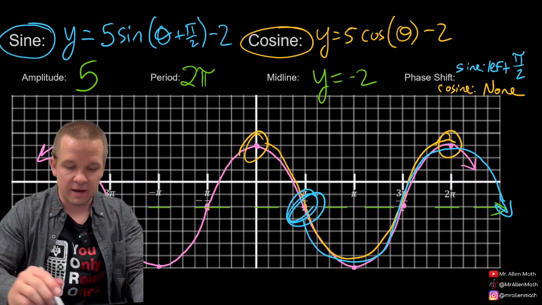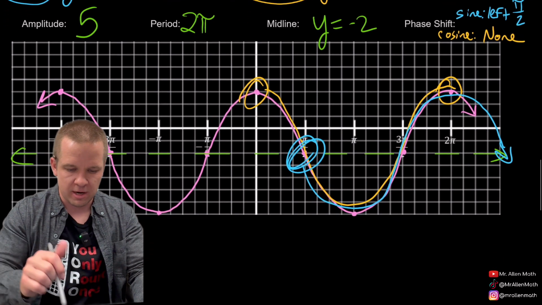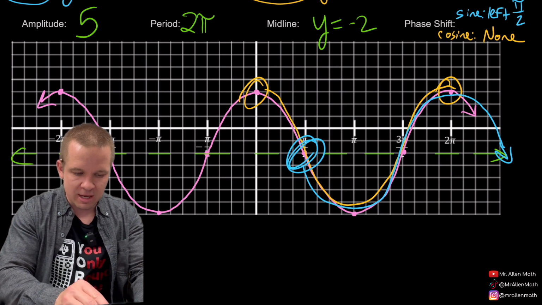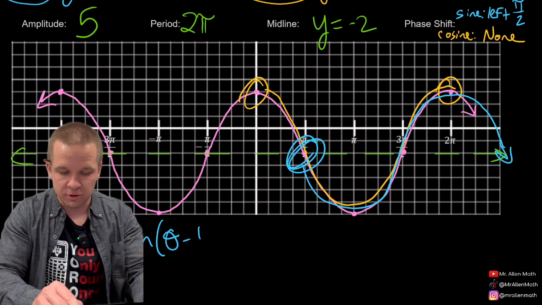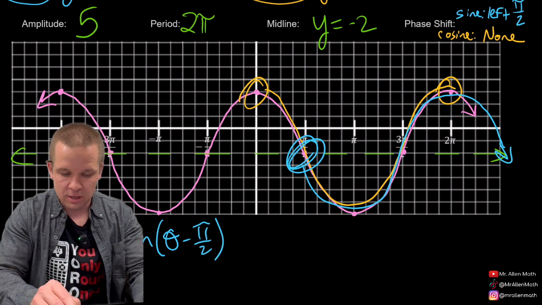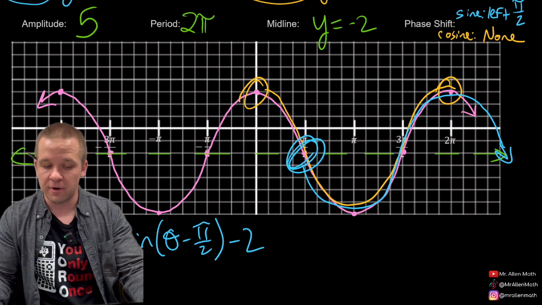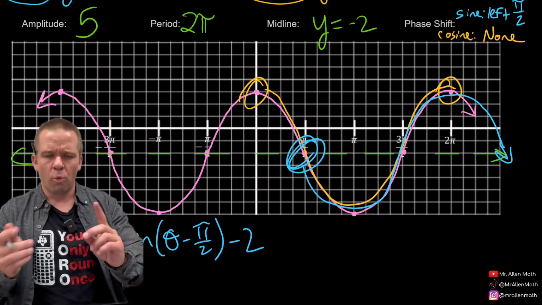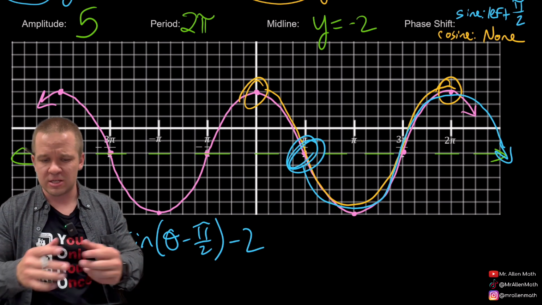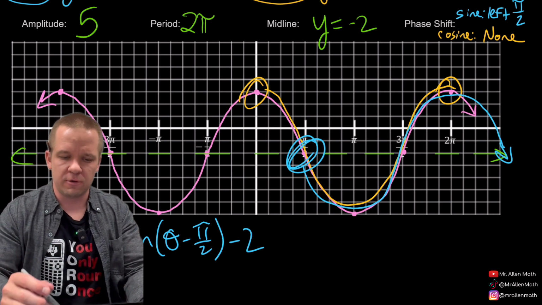So instead, what we're going to have is this, and I'll actually write them down here. It's going to be y equals -5 sine theta minus pi over 2, because we're going to the right pi over 2, -2. So slightly different, still 100% correct. Kind of helps us see what the negative does, what the phase shift does, how that all works. So sometimes it helps to do a few different examples.